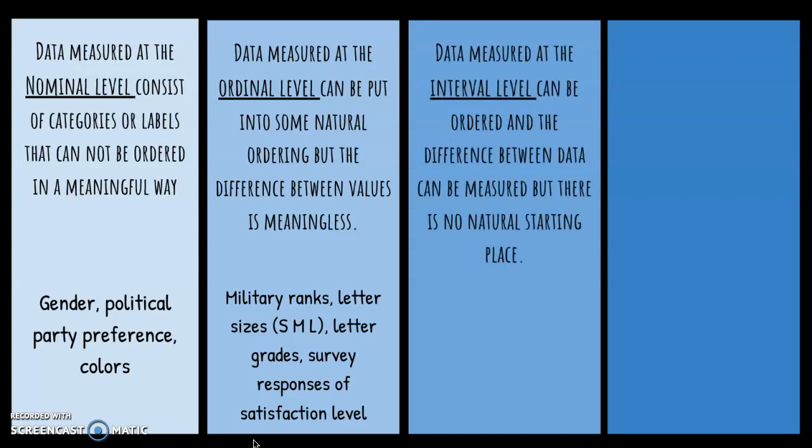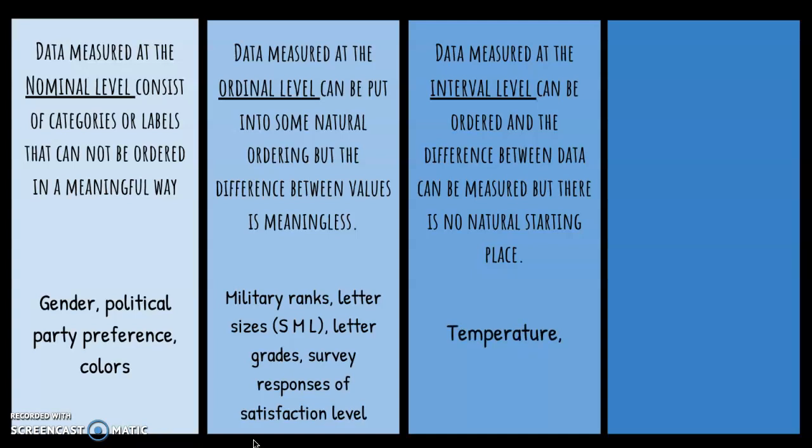The next level of measurement is the interval level of measurement, and data measured at the interval level can be ordered, but the differences now do make sense between them. It is meaningful. But the thing about the interval level is that there is no natural starting place. So there's actually not a whole lot of examples for data measured at the interval level. One of them is temperature.